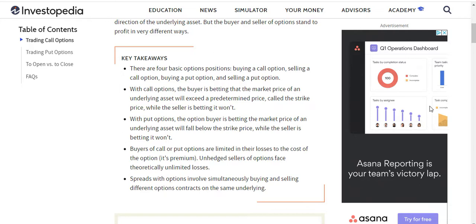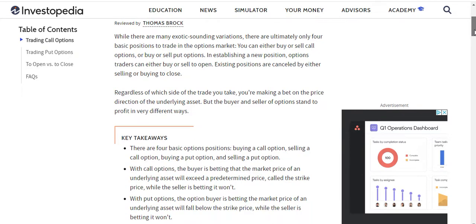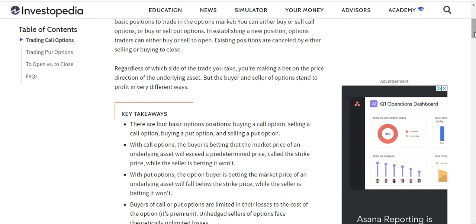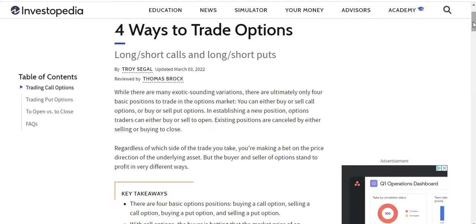Buyers of call or put options are limited in their losses to the cost of the option, its premium. Unhedged sellers of options face theoretically unlimited losses. Spreads with options involve simultaneously buying and selling different options contracts on the same underlying asset. So that is a very quick overview of the 4 types of options trades that you can take. Just to recap, you can buy and sell call options, and you can buy and sell put options. I'm not going to go into depth on what they are because that's out of the scope of this video, but I just want to give you an idea of the 4 ways to trade options.